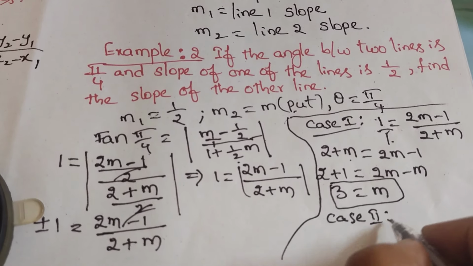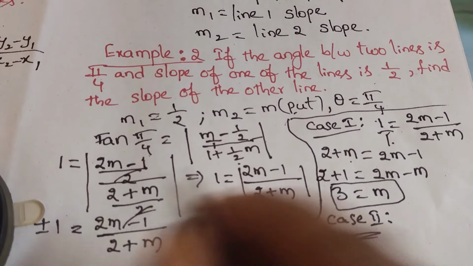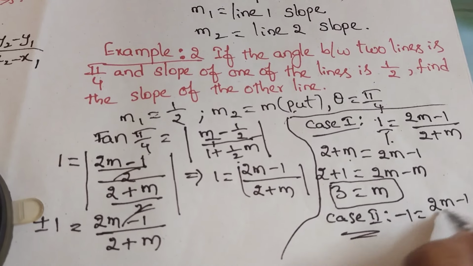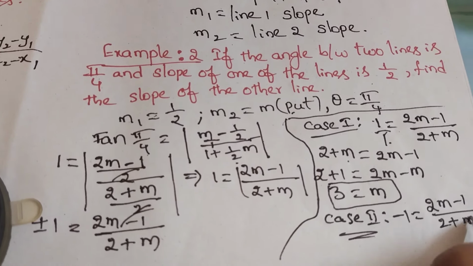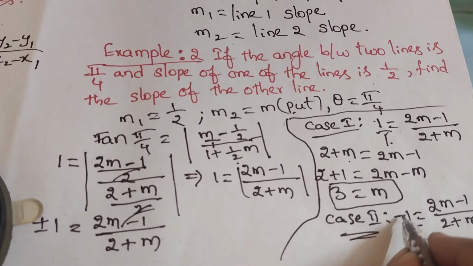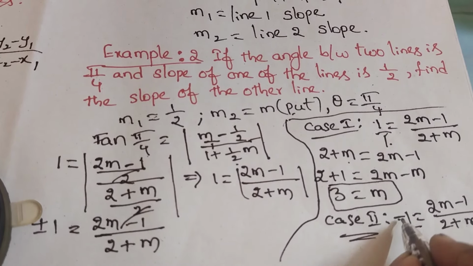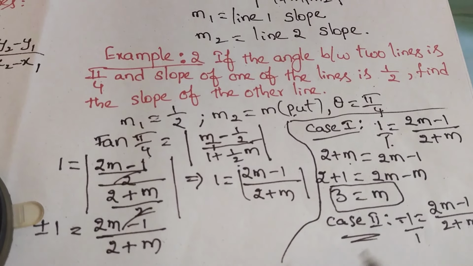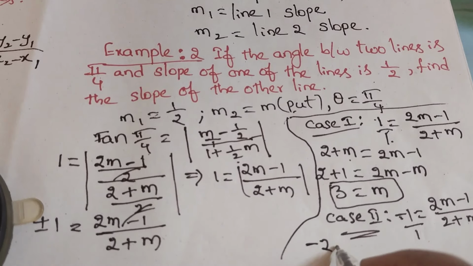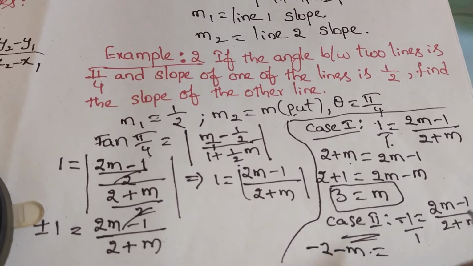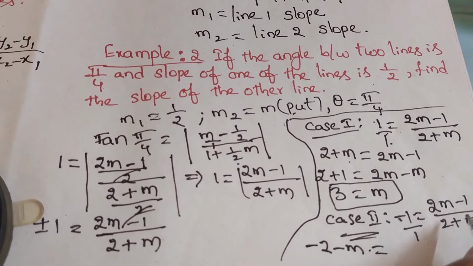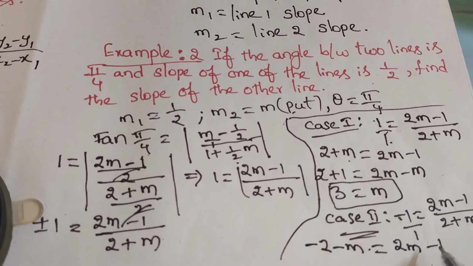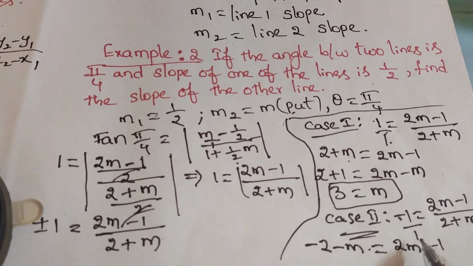Case 2 is when it is minus 1. When it is minus 1, 2m minus 1 by 2 plus m. Now same like that you do cross multiplication. Minus 1 into 2 plus m, minus 2 minus m. Why? Because we are going to multiply with minus also. So we get minus 2 minus m, that equals to, here plus 1, plus 1 into 2m minus 1. 2m minus 1. Again same, move constants to one side, variable to another side.